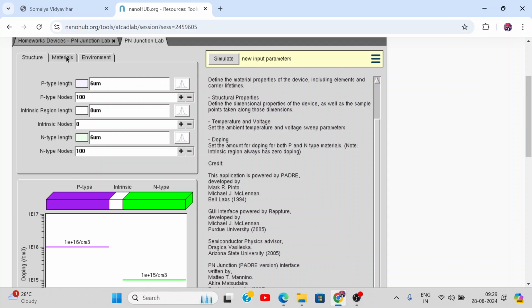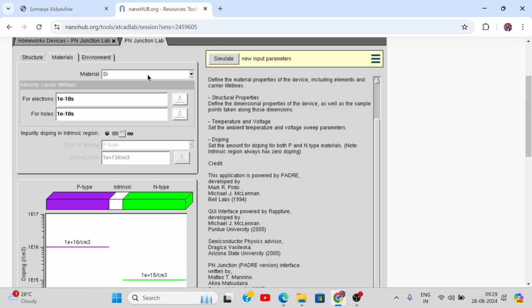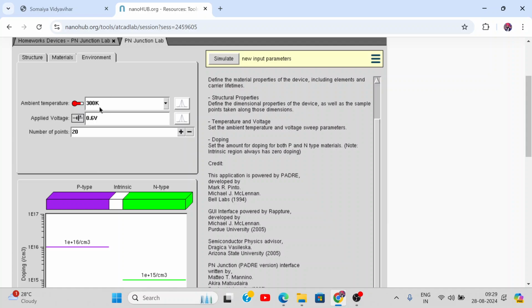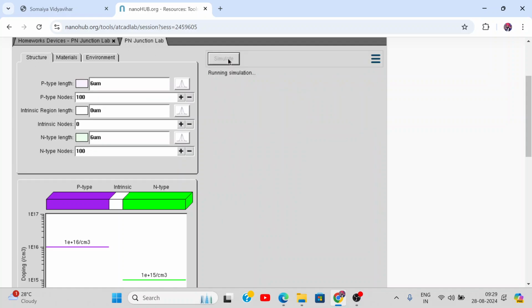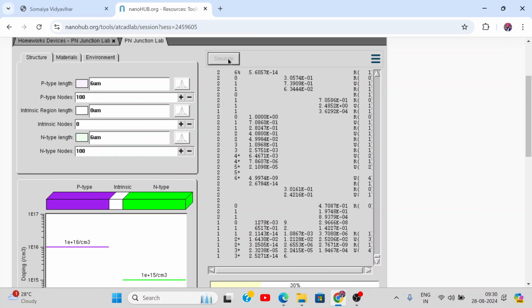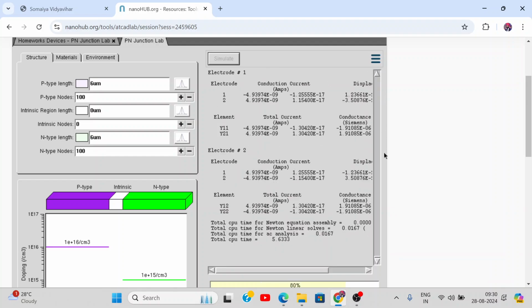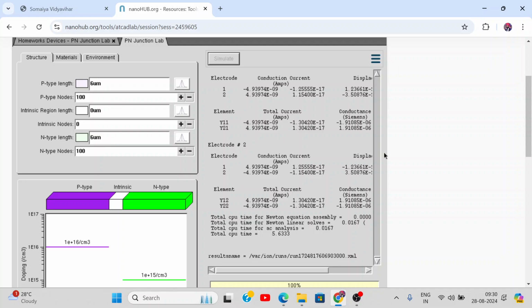Now material, what material have we selected? Silicon. You know, minority carrier lifetime is also there, I have taught you all. It's around 10 nanoseconds, so we can keep it as it is, no problem. Environment temperature is 300 Kelvin. Okay, applied voltage, we have not applied any voltages, just wait. So let us check with this. Behind the scenes, the server is running and it will give you the answer in a few seconds.